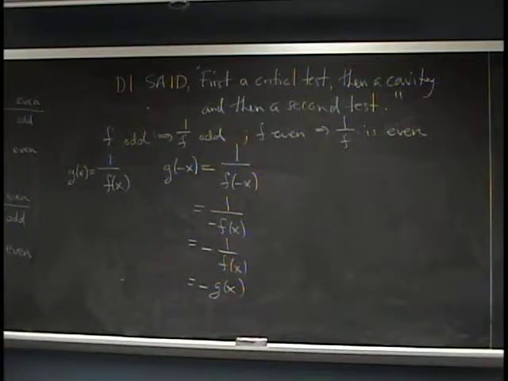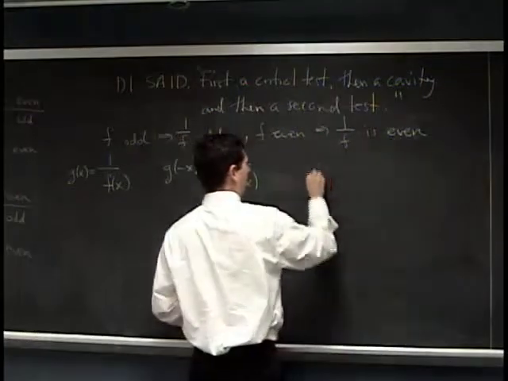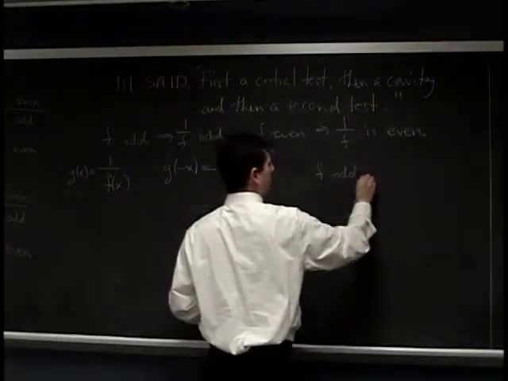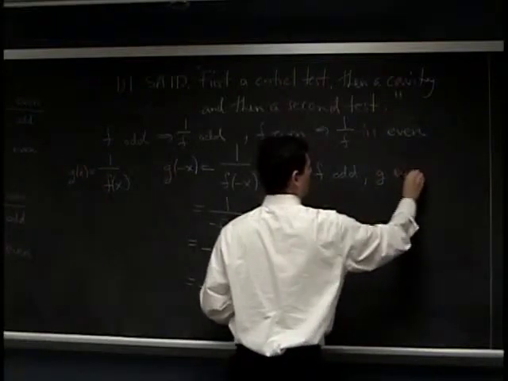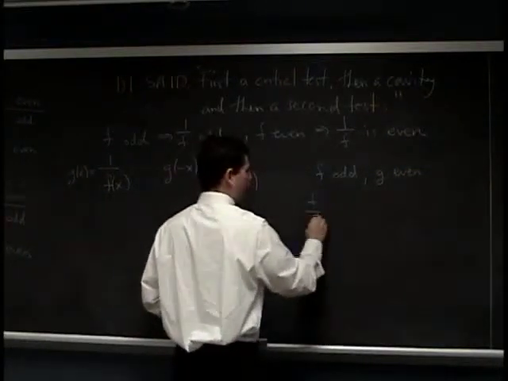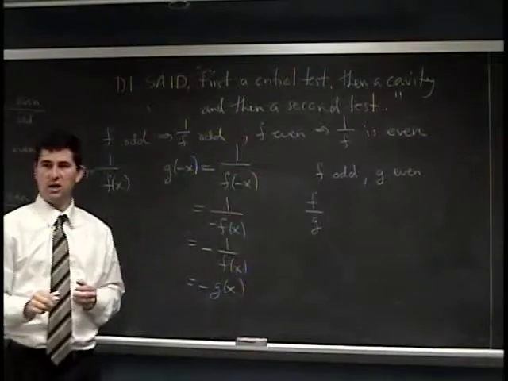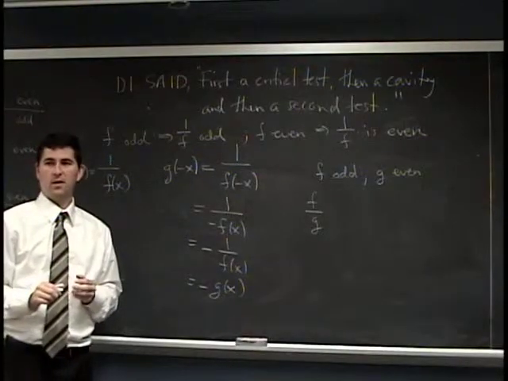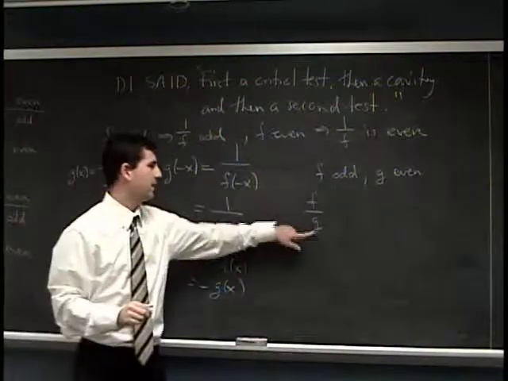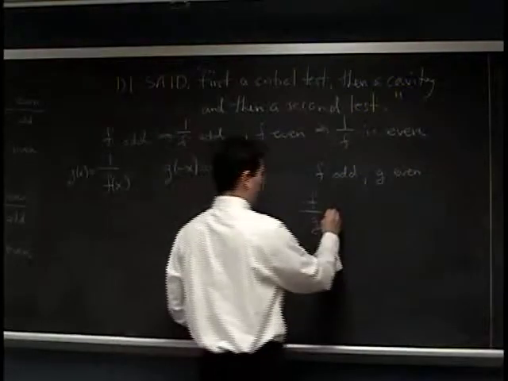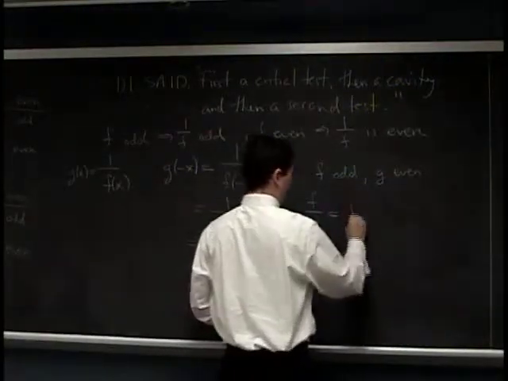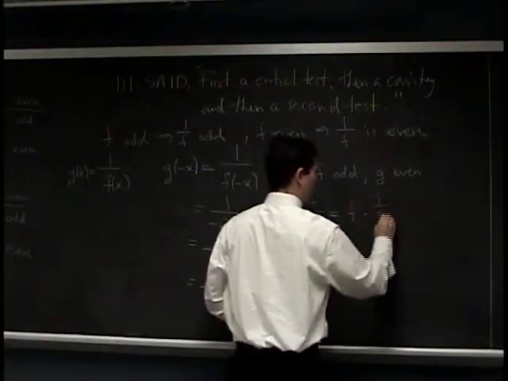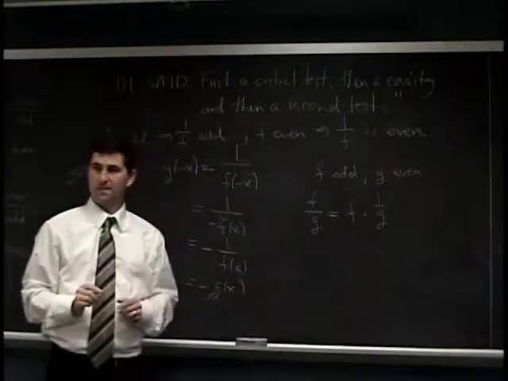Okay, so how can we combine now division and multiplication to say something general? Well, let's say I have f is an odd function and g is an even function, and I want to know what is f divided by g. Well, so an odd divided by an even. Instead of thinking about it that way, I could say this is f times 1 over g.